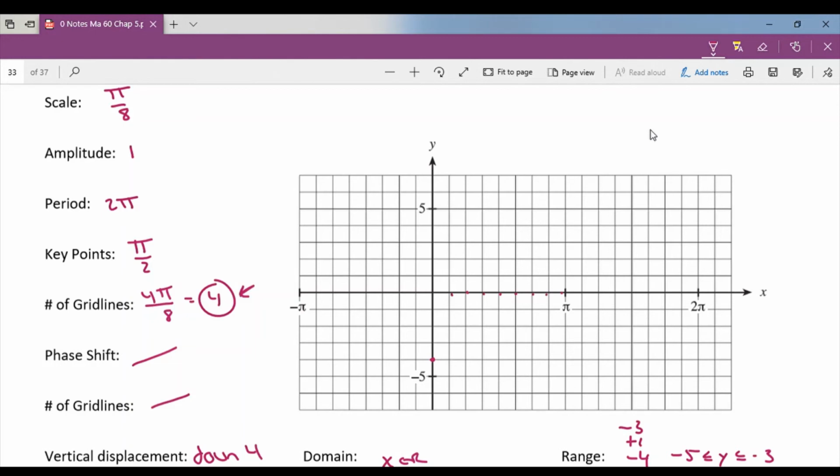So 1, 2, 3, 4 grid lines, up 1. 1, 2, 3, 4 grid lines back to the midline. 1, 2, 3, 4 grid lines down to -5. 1, 2, 3, 4 grid lines back up to the center line. And then going the other way, 1, 2, 3, 4 grid lines down to -5. 1, 2, 3, 4 grid lines back up to that center line. And this would be the graph of y equals sine x minus 4. All right.